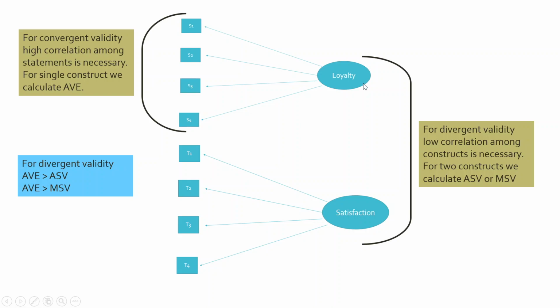If this figure exceeds, it means that there is a possibility that we are having multicollinearity among these two constructs, and therefore we will have to go for higher order models. So it is necessary that AVE, the average variance extracted, should be greater than average shared variance and maximum shared variance. Now let's see how we can do the reliability and validity testing in AMOS.